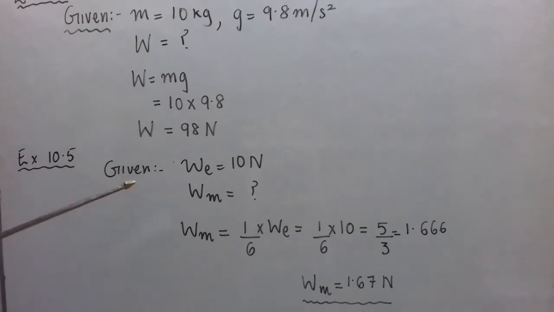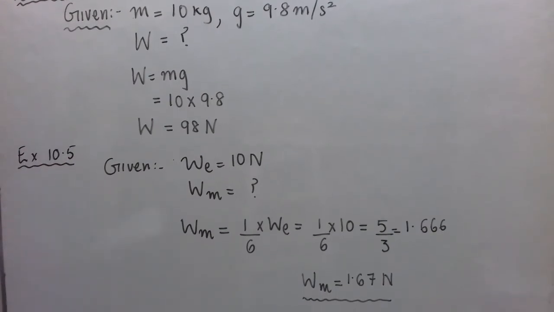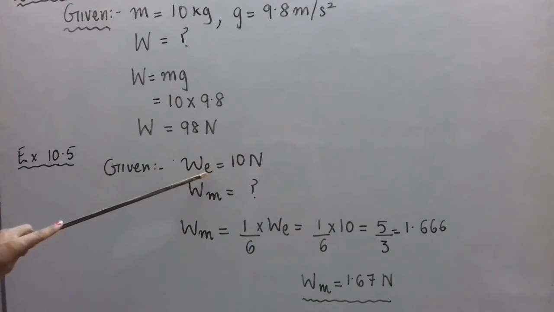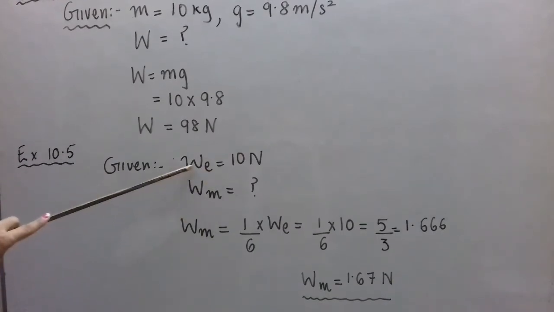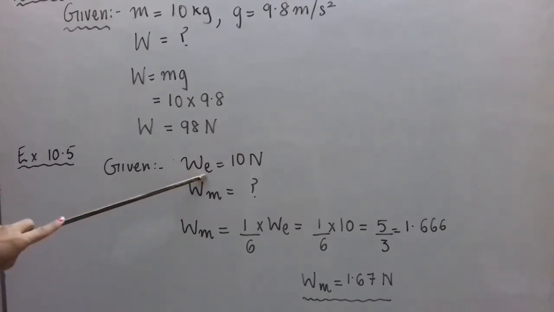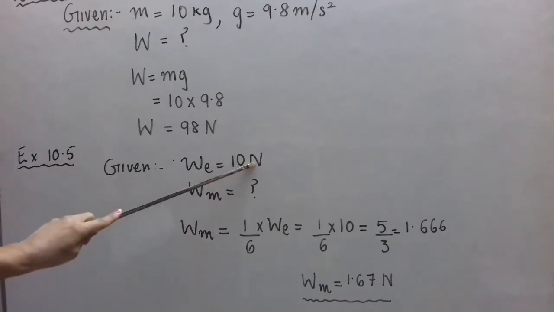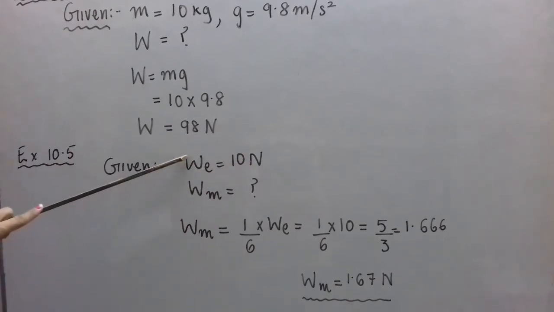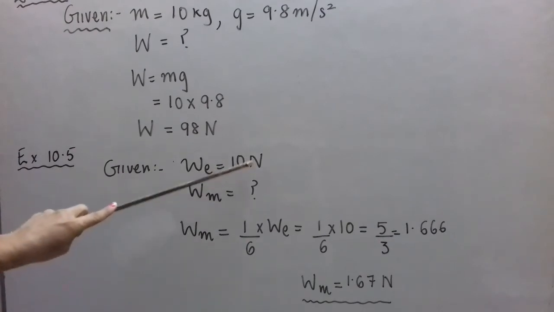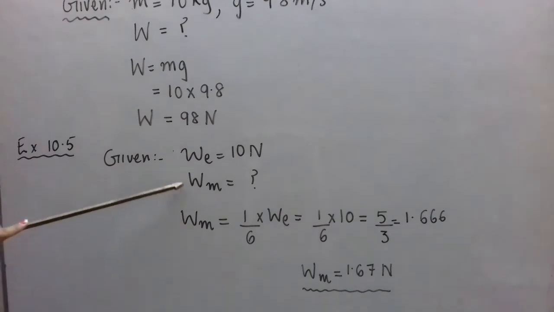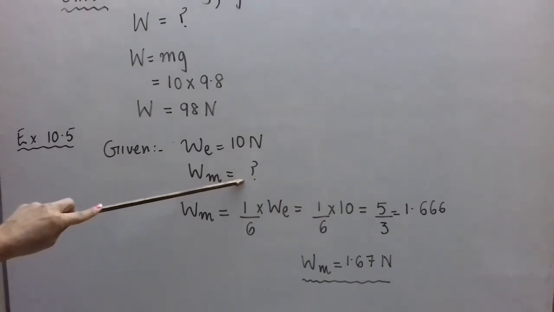But in this case, weight of a body on earth and weight of the body on moon are mentioned. So we can differentiate them by writing here E and M. So WE represents weight of a body on earth. Let WM represent weight of a body on moon. It's given that an object weighs 10 Newton on the surface of earth. It means WE, weight on earth, is 10 Newton. What would be its weight when measured on the surface of the moon? WM we are supposed to find out.